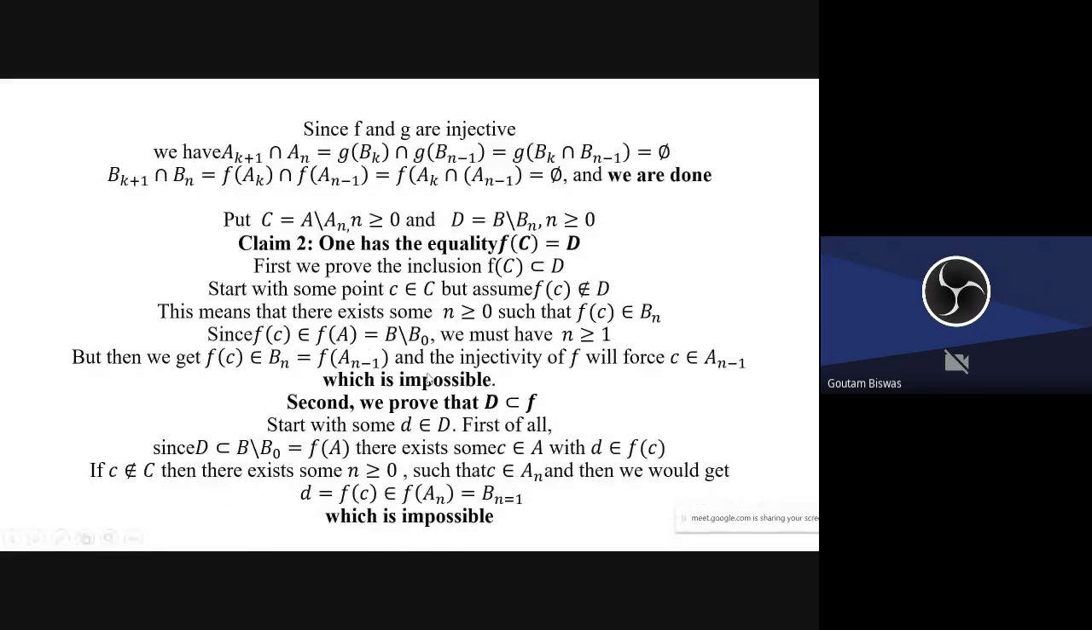Okay, so the injectivity of F will force, since this is an injective function, that c must belong to this set, which is impossible, because we have taken that c belongs to C. What is C? C is this one. So small c cannot be in this set. So A n minus 1 is there, which is impossible. So this is not true. So this is true.